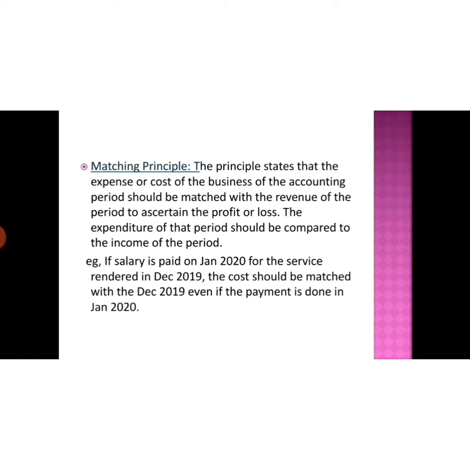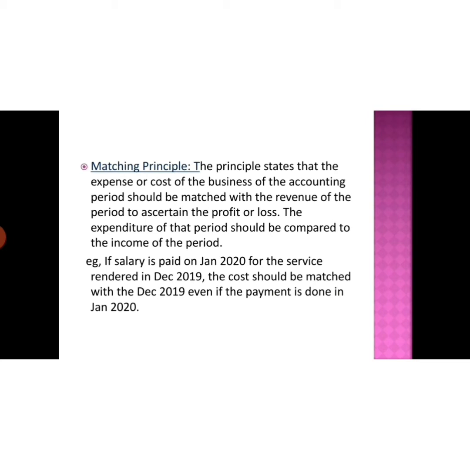accounting period. That is, if an expenditure is incurred in 2018, the same should be compared with the income of 2018. And again, if the cash payment is done in 2019 for the expenditure incurred in 2018, the accounts should be written in such a way that the expenditure is incurred in 2018. To understand more clearly, let us go through an example.